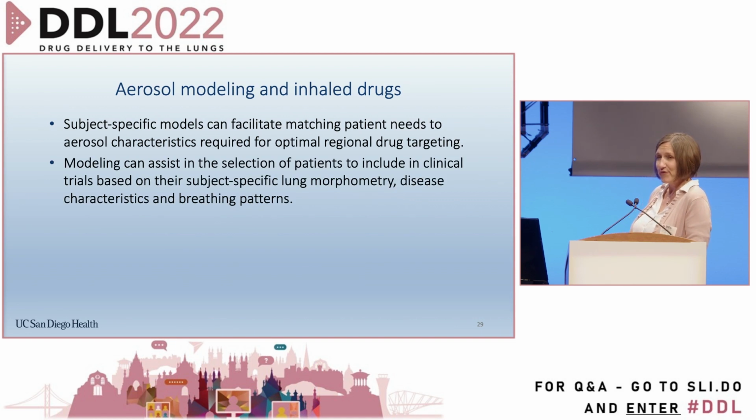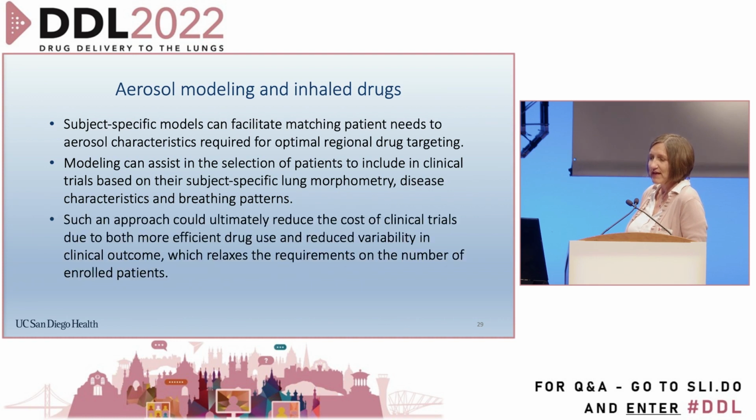And if you can do that, hopefully the holy grail would be that you can maybe use this modeling to assist in the selection of patients to include in clinical trials based on their subject-specific characteristics. And if you can do that, you can hopefully ultimately reduce the cost of these clinical trials due both to a more efficient drug use, but also to reduced variability in your clinical outcome by properly selecting the patients.